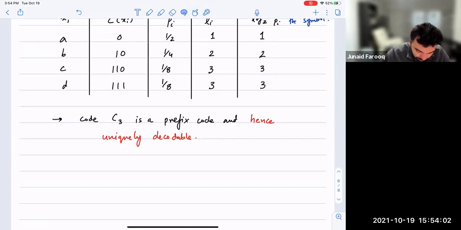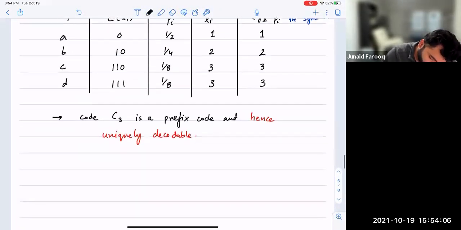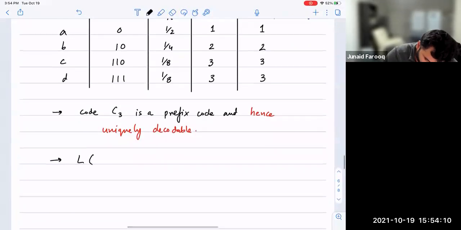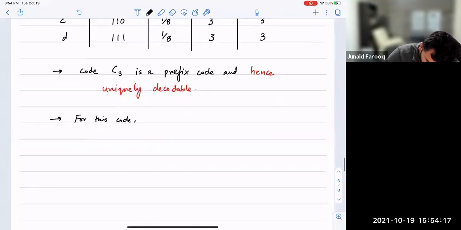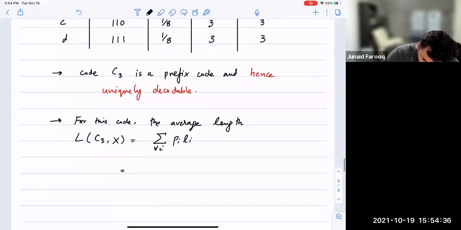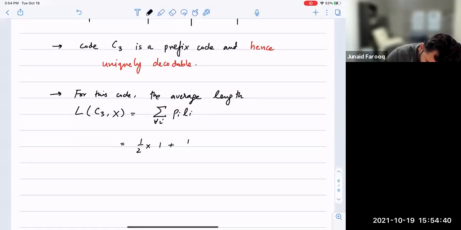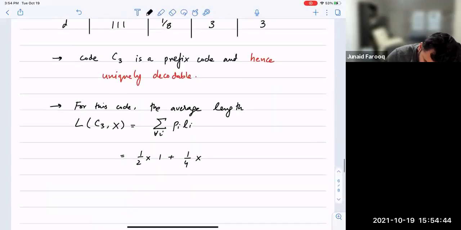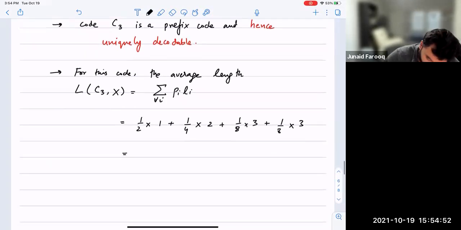Now, if you look at this code, the average length, L of C3 and X, is actually the summation of Pi Li, and that turns out to be half times 1 plus 1/4 times 2 plus 1/8 times 3 plus 1/8 times 3. Okay, so that turns out to be 1.75.